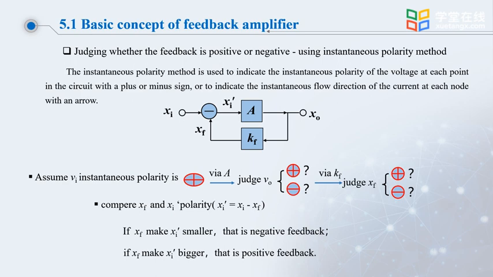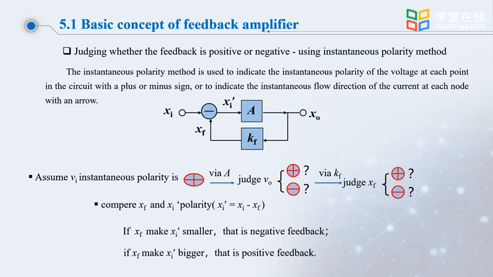This allows the signal to pass through the basic amplifier circuit, then back to the input through the feedback network, giving the instantaneous voltage change at this port. With this instantaneous change in voltage, we can judge whether the feedback signal weakens or enhances the net input signal. Then we can judge whether it is positive or negative feedback.